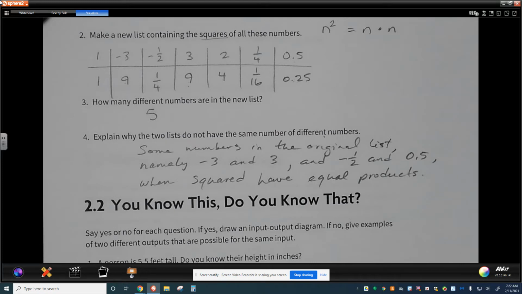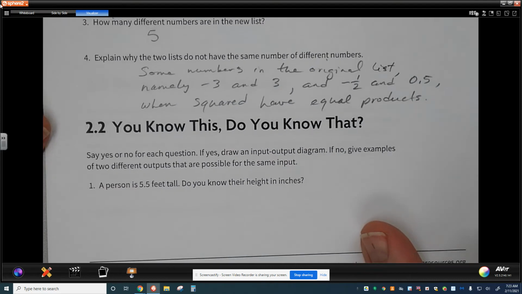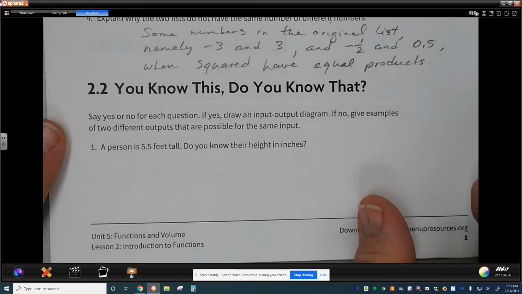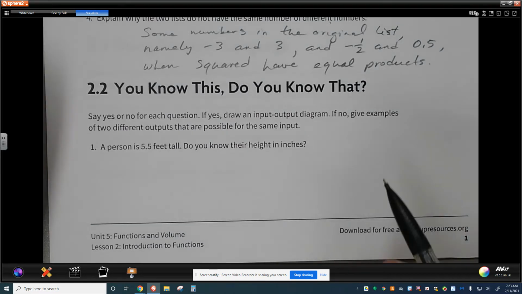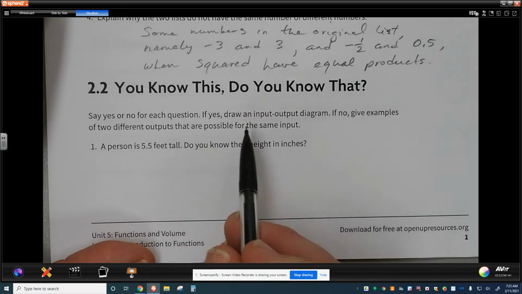So these inputs, when they have the same outputs, that's what we're going to be looking at when we're talking about functions. We're always going to be looking at the input compared to the output. So let's look and see what a function actually is. We're going to do this by making some comparison statements. Your job right here is to say yes or no for each question.